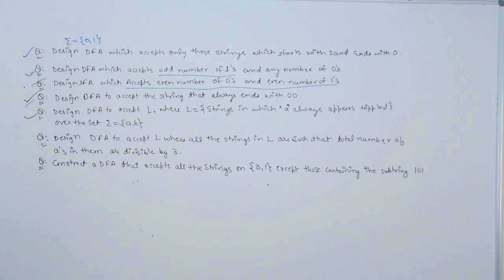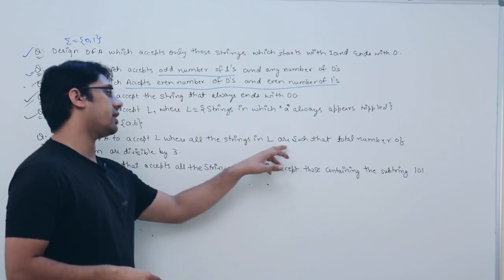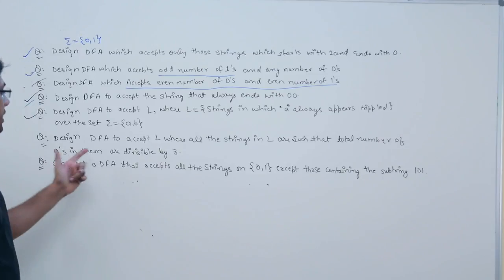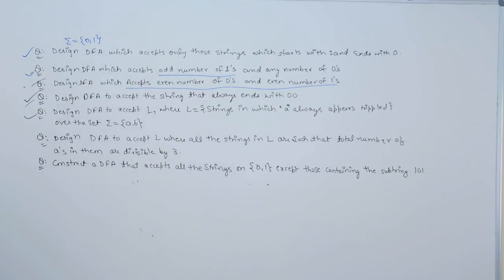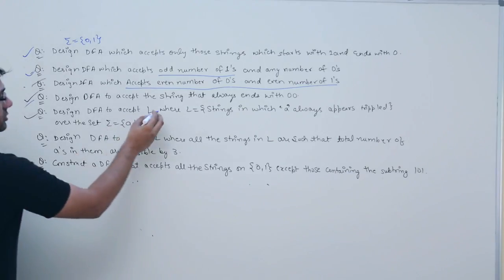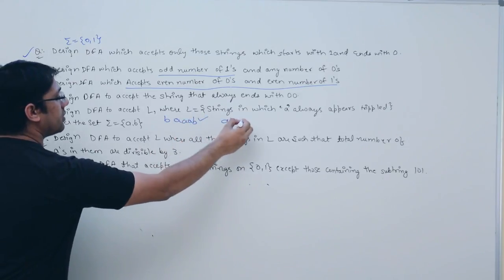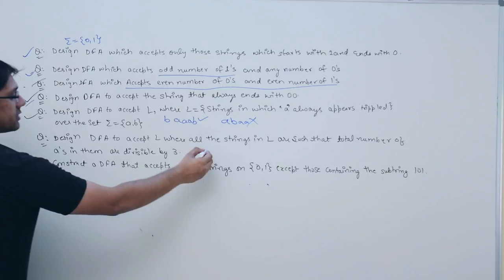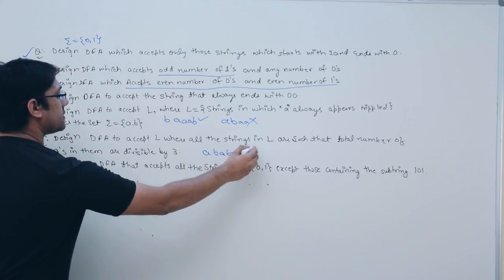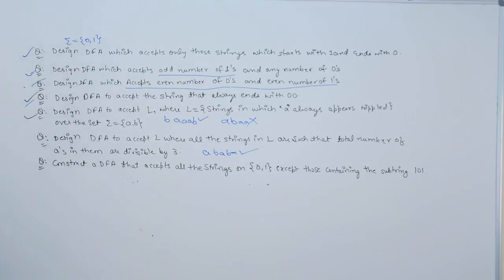Let us do the next one. Design a DFA to accept the language L where all the strings are such that the total number of A's in them is divisible by 3. What is the difference from the above question? Here the A's should always be consecutive, they cannot have this thing. But here this thing is allowed, because they are not putting a restriction that the A's should always be consecutive. They are only saying that the number of A's should be divisible by 3.